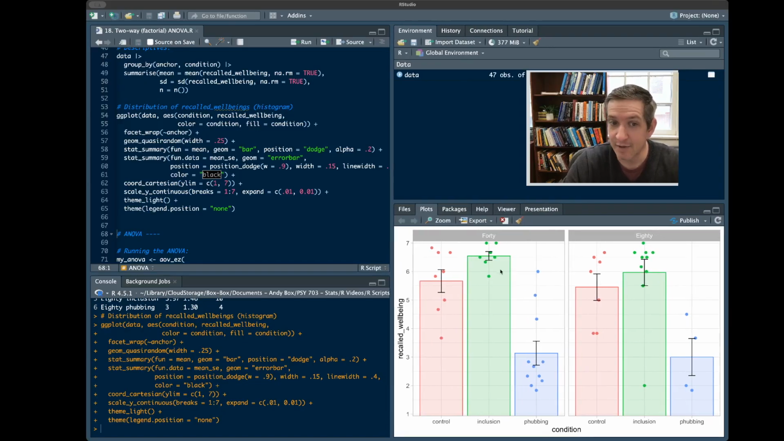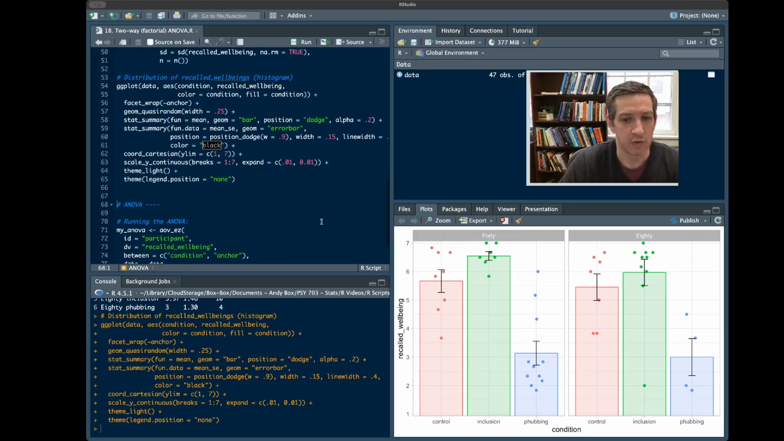And like last time, you can see condition is having this very massive effect. And we can visually approximate maybe it's a little bigger of an effect in the 40 condition versus the 80 condition, or maybe that's just sampling error. Well, that's what we need to run the ANOVA to formally test.